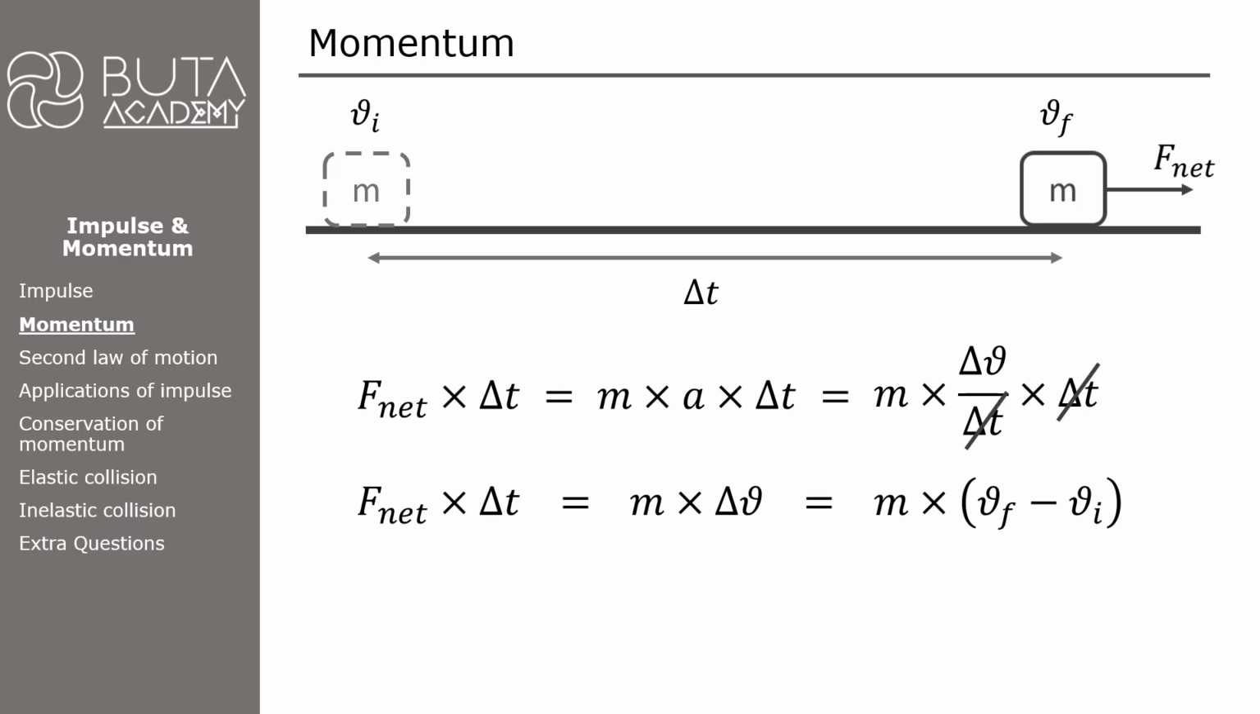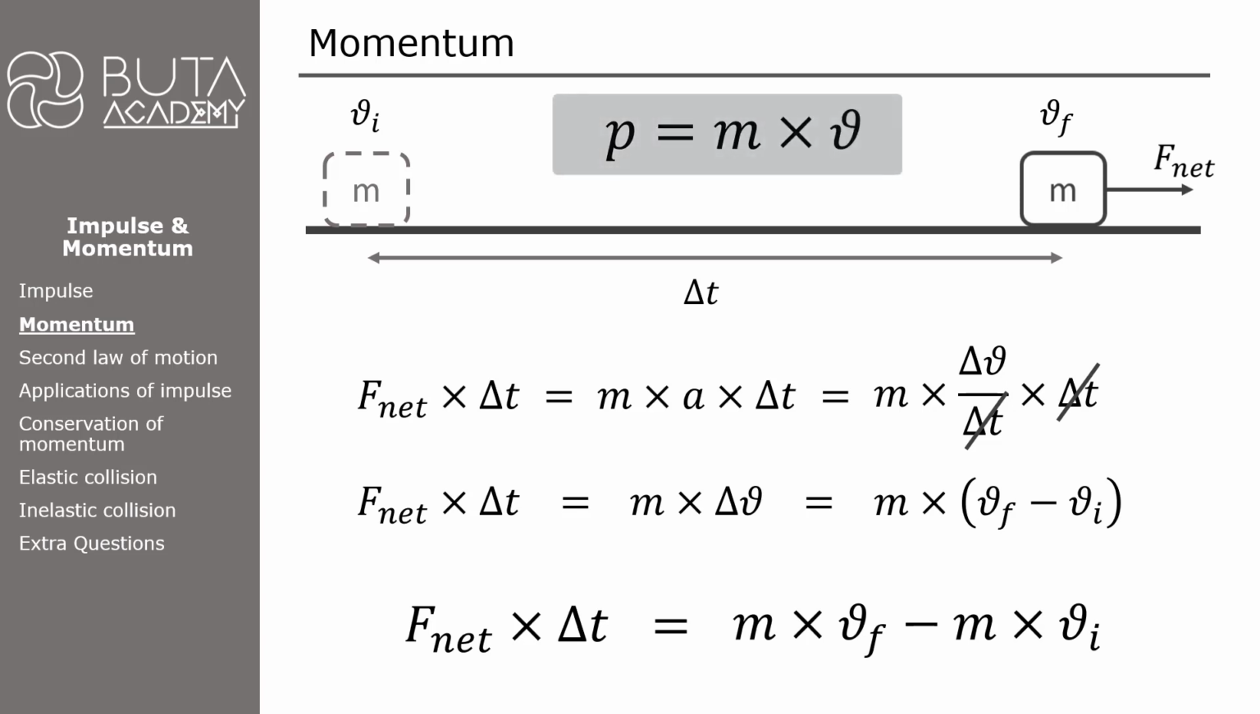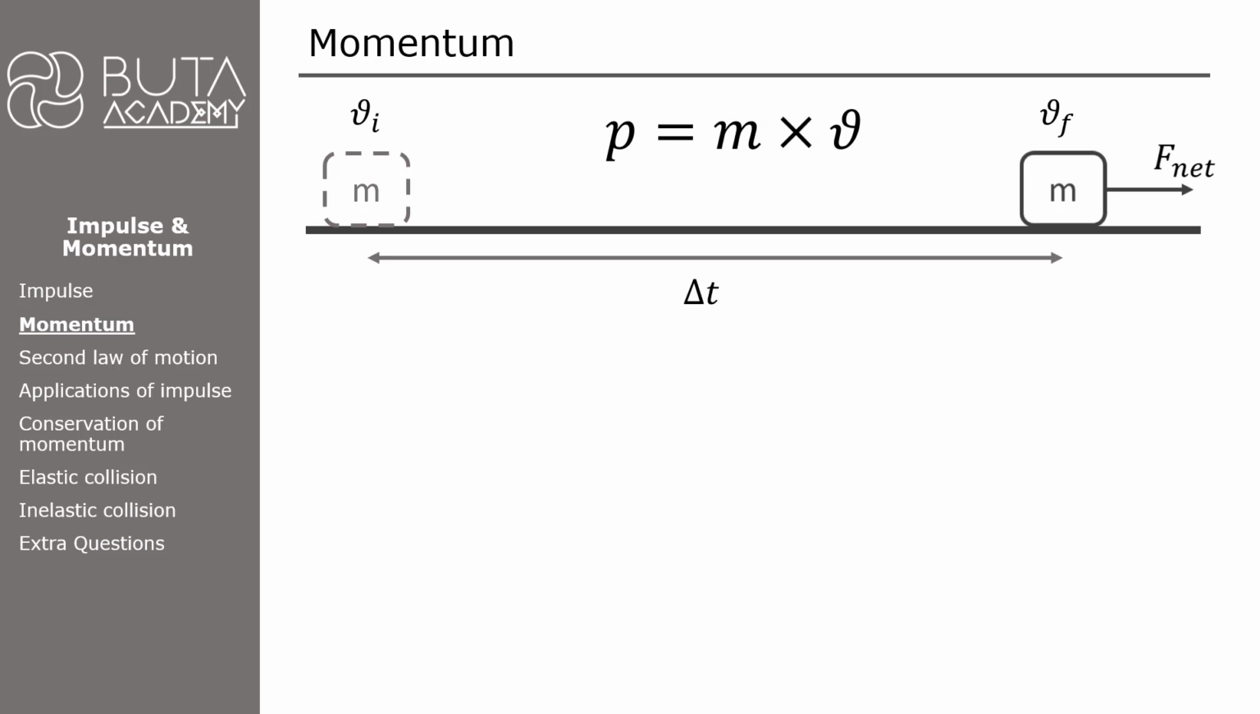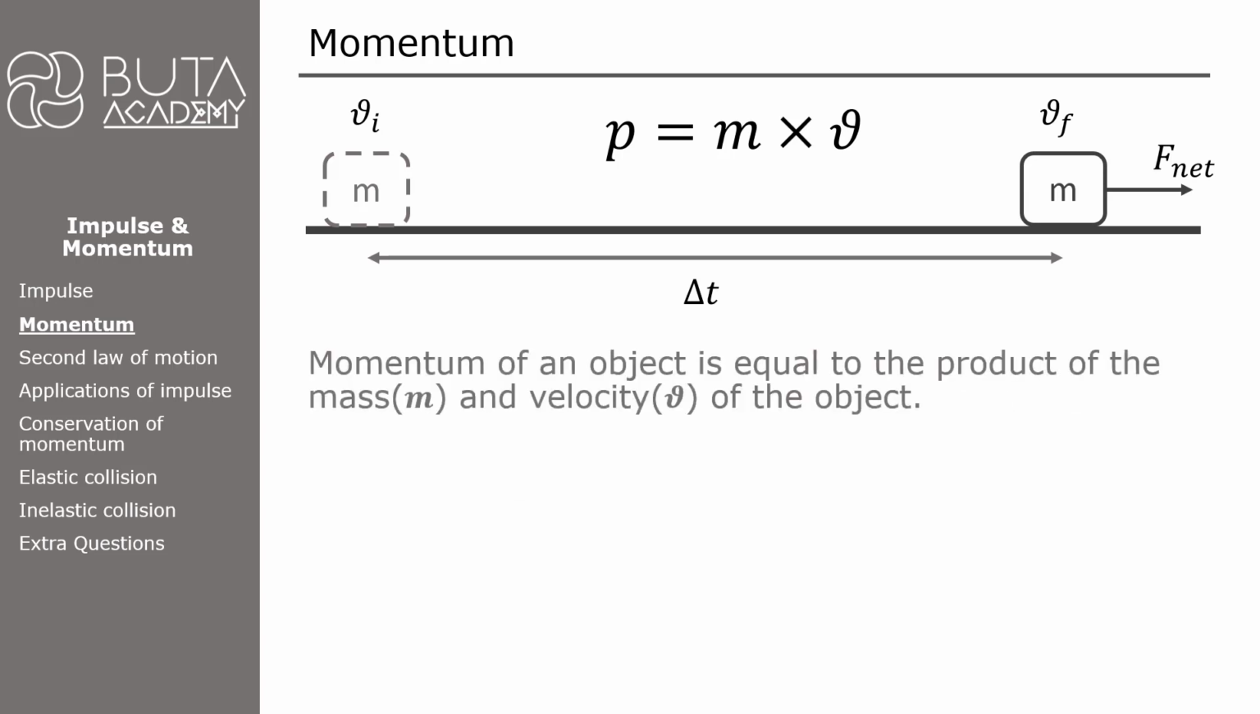If we distribute mass inside the parentheses, impulse will be equal to mass times final velocity minus mass times initial velocity. The expression mass times velocity in this equation is known as the momentum of an object. If we write down the formula on the screen in words, we get the definition of momentum. Momentum of an object is equal to the product of the mass and velocity of the object.